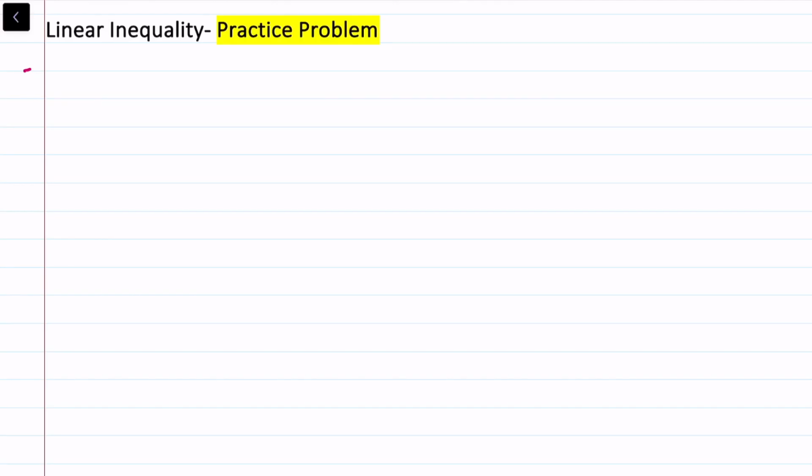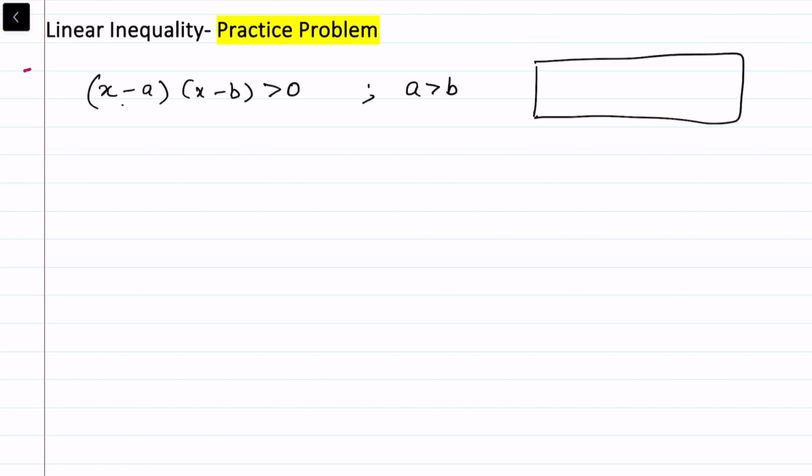In this video, we will be doing some more linear inequality problems. In my last video, we have seen that whenever (x minus a)(x minus b) is greater than 0 and we are given that a is greater than b, then we got the solution as either x is bigger than a, the bigger quantity, or x is smaller than b, the smaller quantity, because either they both are positive or they both are negative.